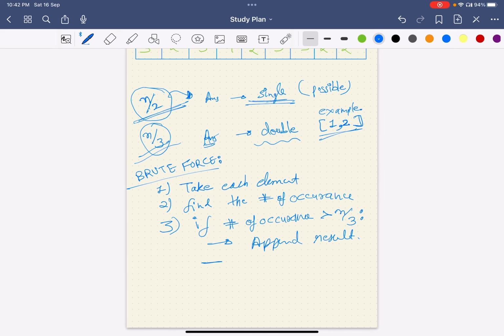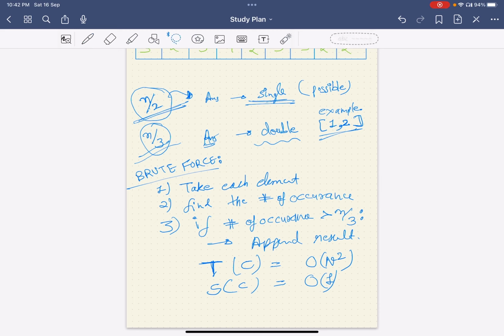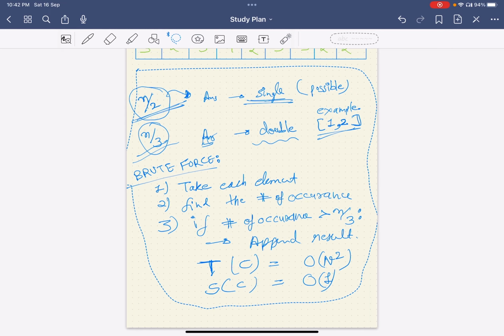To solve it this way, the time complexity will be O of n square. Why? Because first we will take each element and then we have to calculate the count, going through till the end, right? And the space complexity for this scenario will be O of 1. So we got this problem, how will we solve this better?